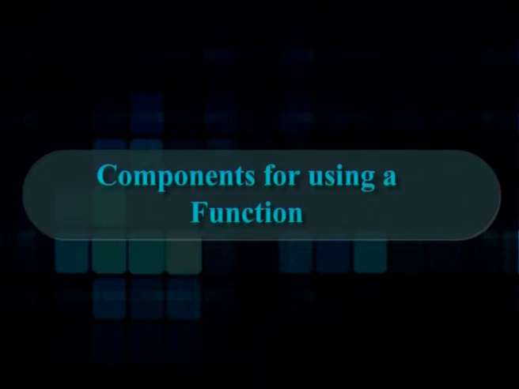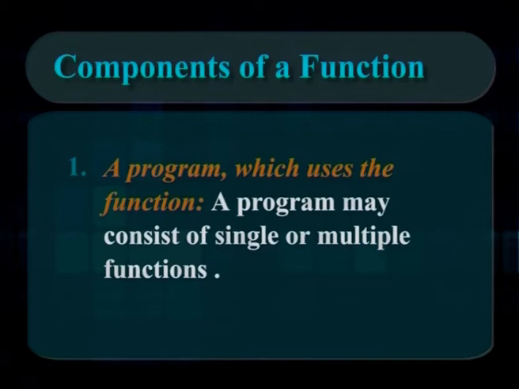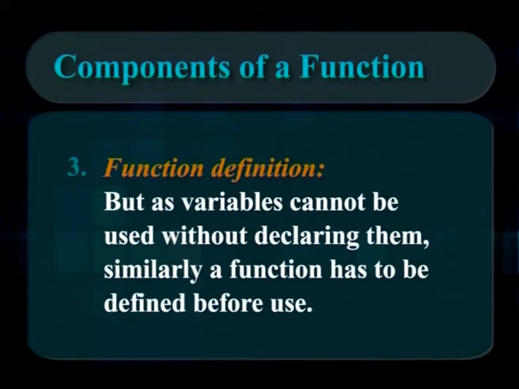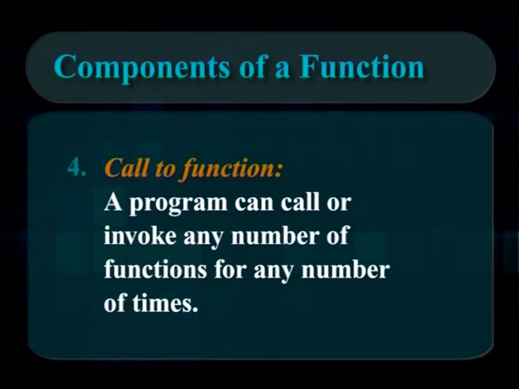Necessary components for using a function. In order to use functions, it is necessary to have the following components in your program. First, a program which uses the function. A program may consist of single or multiple functions. Second, function declaration. A function may or may not be declared before use. Third, function definition. As variables cannot be used without declaring them, similarly a function has to be defined before use. Fourth, call to function. A program can call or invoke any number of functions any number of times.